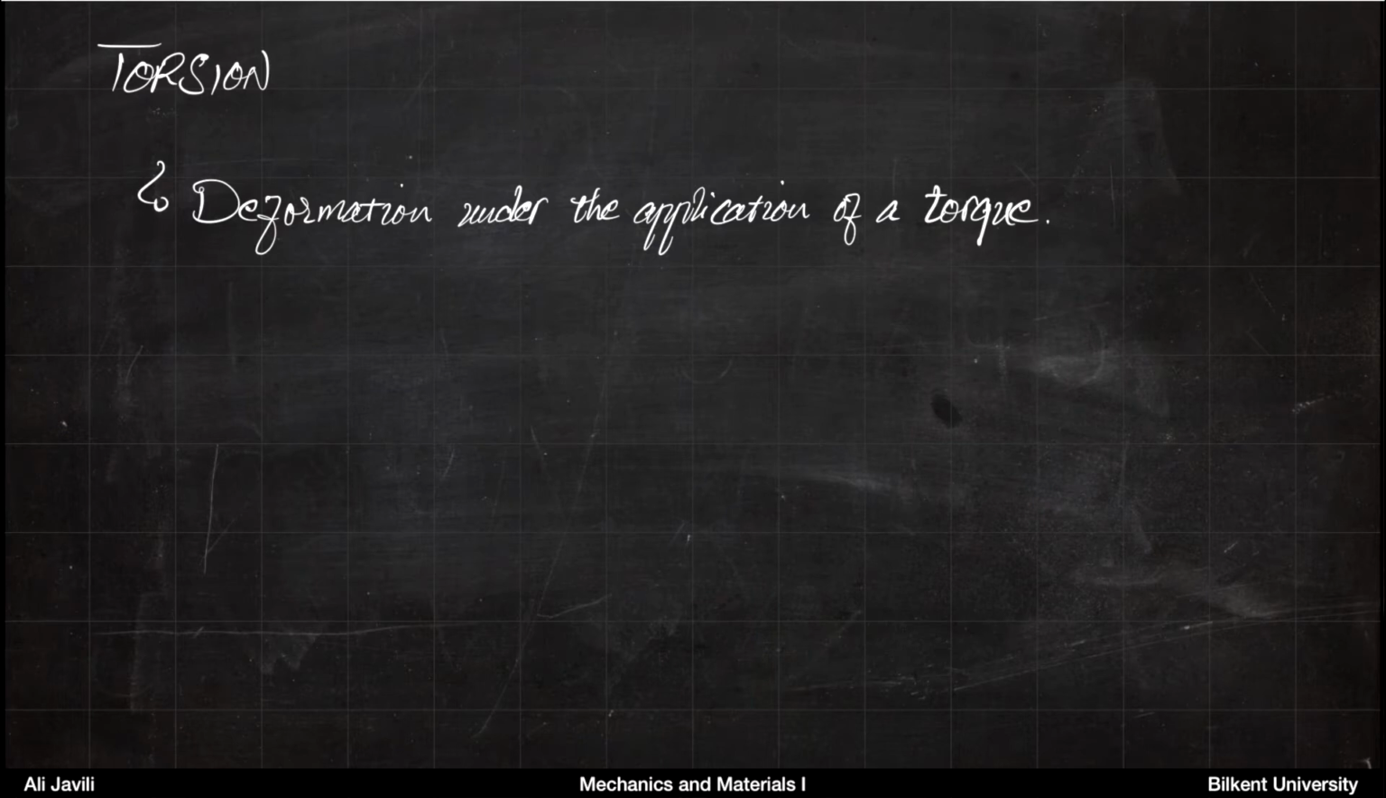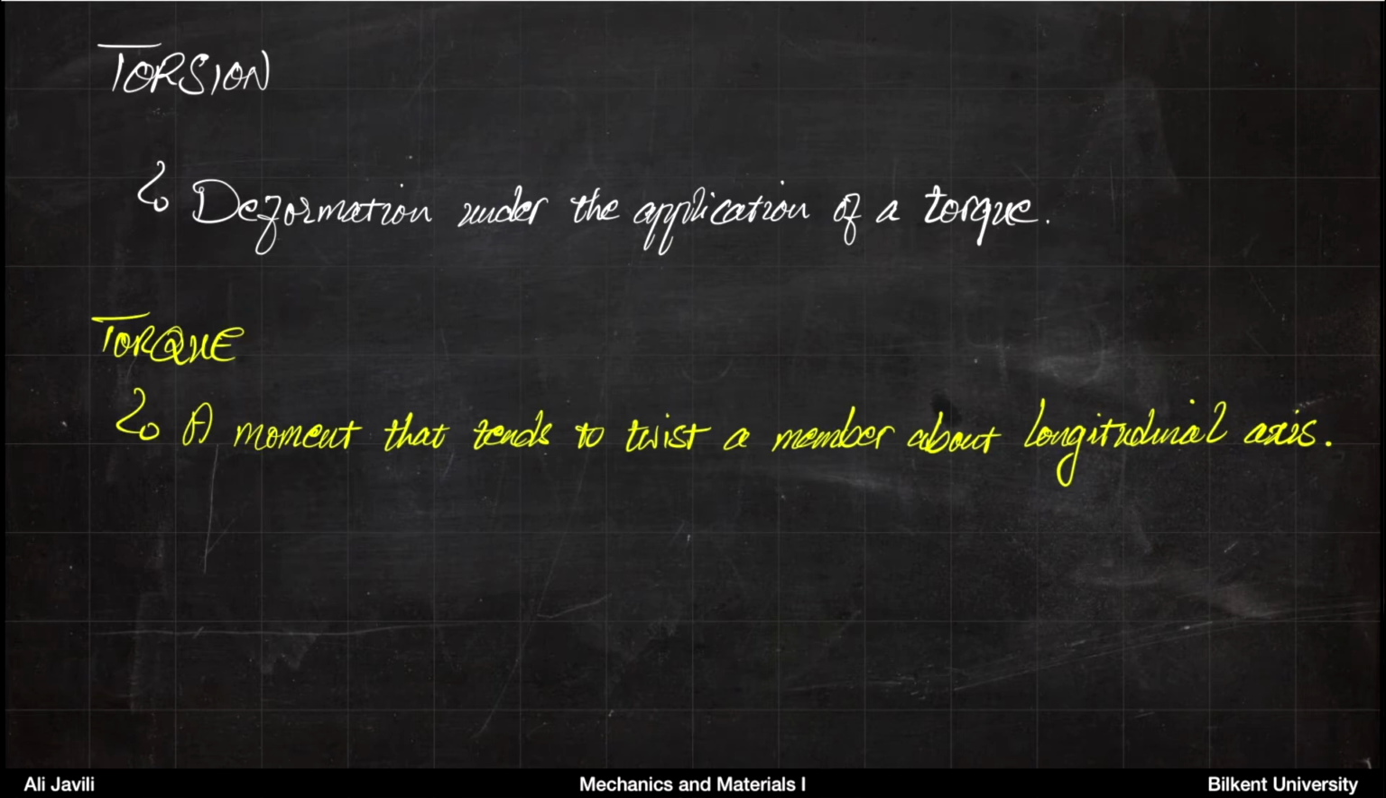So torsion is the deformation under the application of a torque. So what is a torque? A torque is a moment that tends to twist a member about its longitudinal axis.